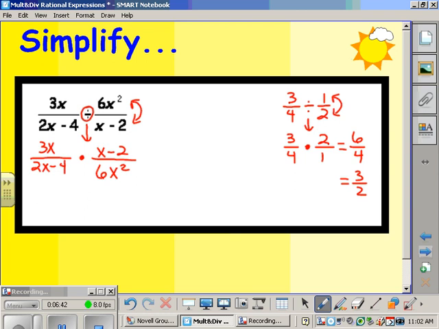Now from here, we're going to look to see if anything can be factored. If we have monomials, which we do, 3x and 6x squared, at the moment we're just going to leave those alone. We've got two binomials. We have x minus 2, which there's no further factoring we can do with.